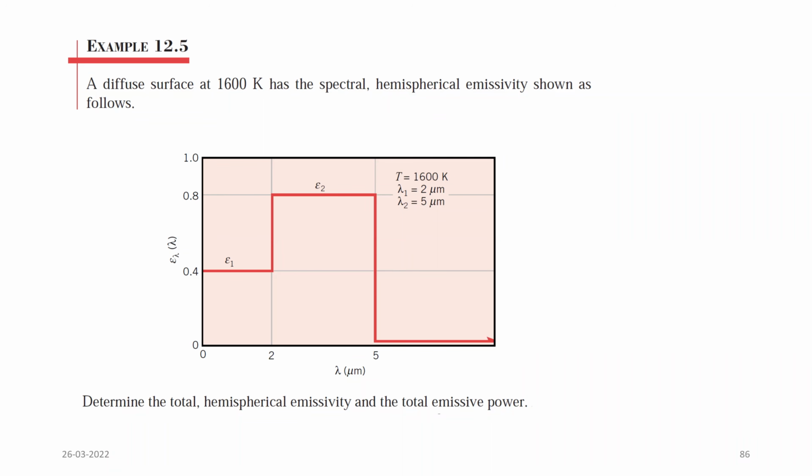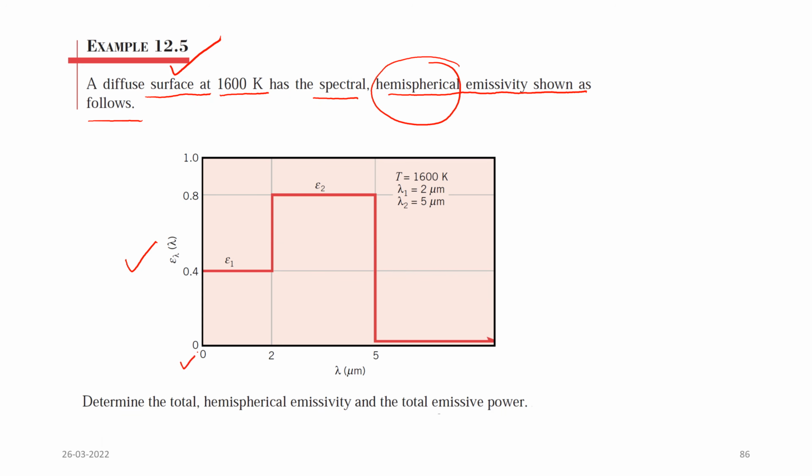So now we are going to discuss a numerical problem on the spectral hemispherical emissivity. You can see it here. This is example 12.5. We are given a diffuse surface at 1600 Kelvin and its spectral hemispherical emissivity is shown in the following figure. You can see it here. This is the spectral hemispherical emissivity, meaning it is not dependent upon any direction. That is why it is written here as the hemispherical emissivity.